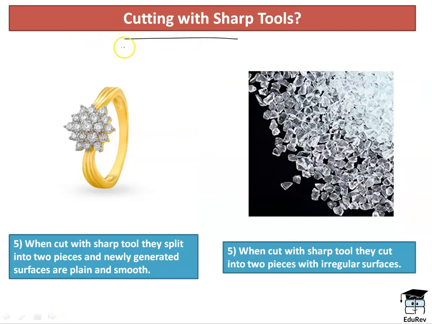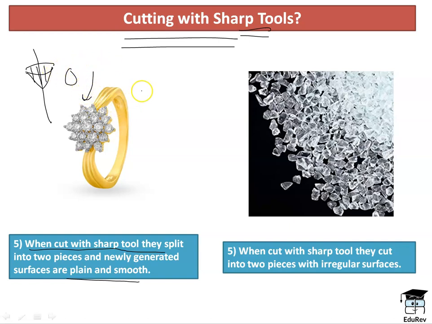Now the property of cutting crystalline and amorphous solids with sharp tools. When we cut crystalline solids with a sharp tool, we get perfect, plain and smooth new surfaces. For example, diamond. When we cut a diamond into two pieces, perfect, smooth and plain new pieces are formed. That's why we are able to convert diamond into beautiful rings like this. We are able to cut diamonds and get ordered, plain and smooth surfaces.